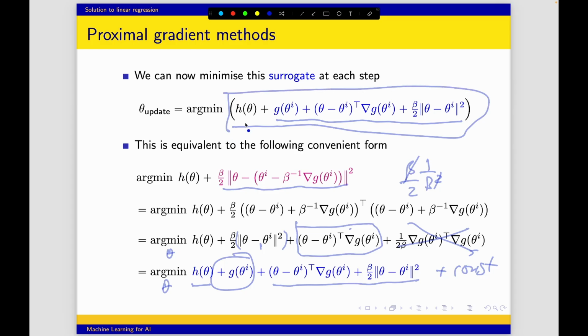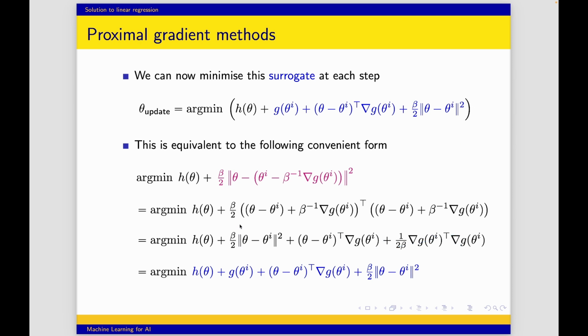So minimizing this surrogate is equivalent to minimizing this instead. And this is the one we are going to work with, because from this, we will see a nice clean explanation of what we actually do in proximal map method.